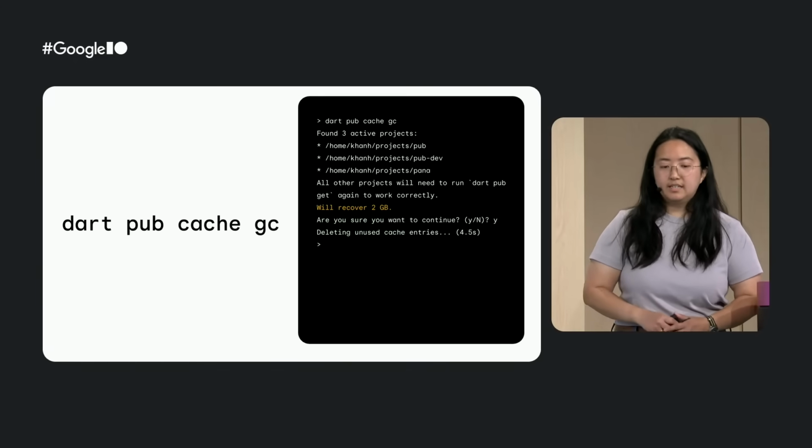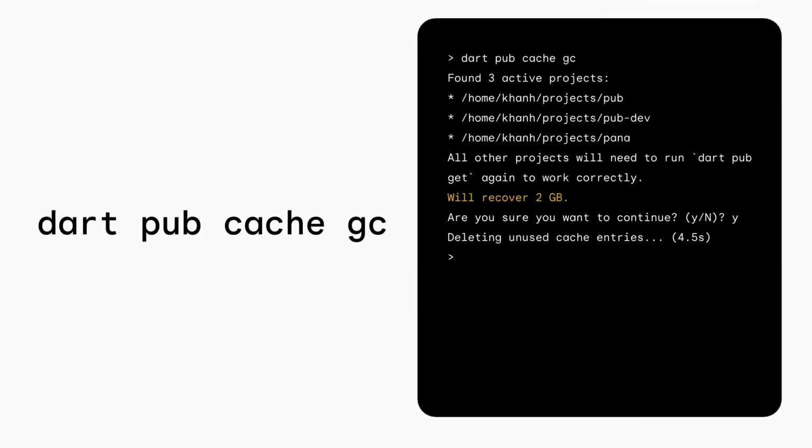We've also added the pub cache GC command, which identifies and prunes unused packages from your pub cache, reclaiming your valuable disk space automatically.